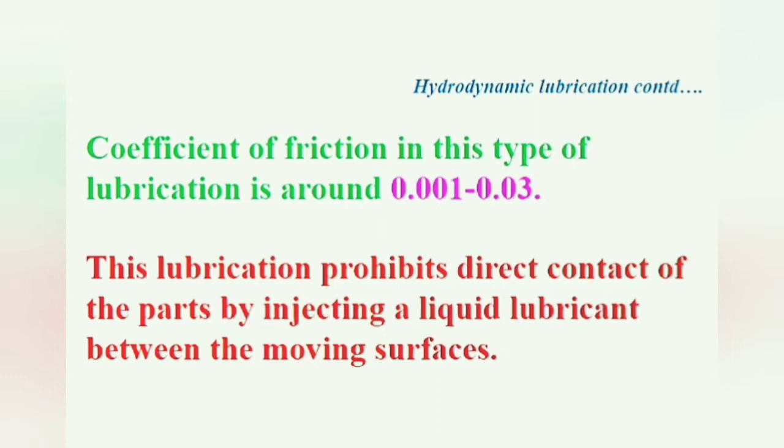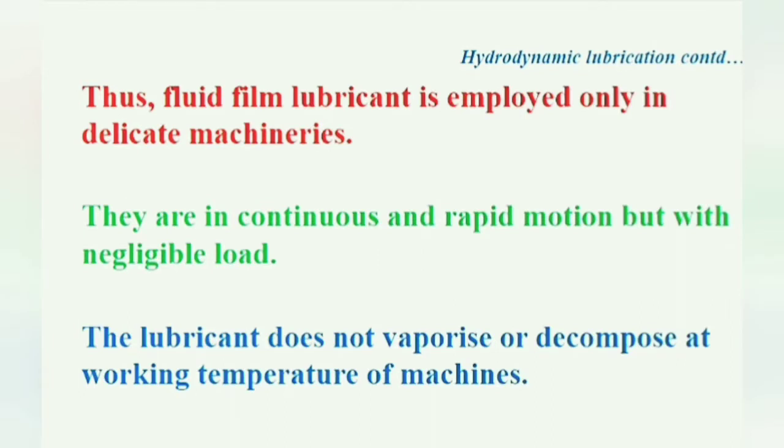The coefficient of friction in this type of lubrication is around 0.001 to 0.03. This type of lubrication prohibits direct contact of the parts of the machinery by injecting a liquid lubricant between the moving surfaces. Thus, the surfaces do not come in direct contact. The asperities, the peaks, do not come in direct contact. Thus, the fluid film or the liquid film is employed only in machinery which is in continuous and rapid motion but with negligible load, and these are the delicate machineries.